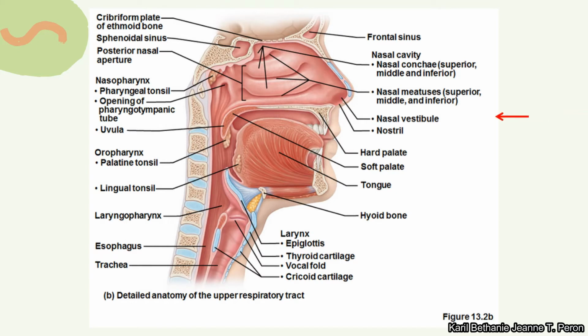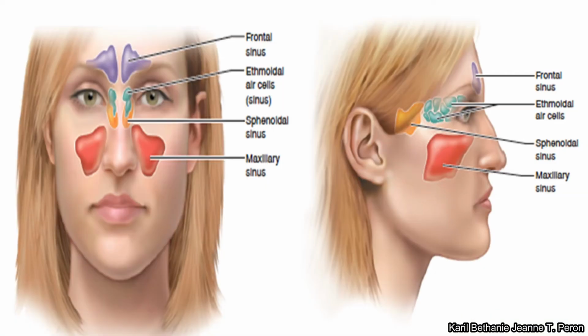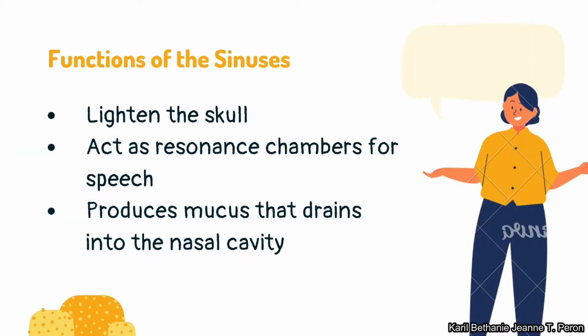So this is the hard palate, which is just right above our gums, and the soft palate at the posterior part of our face. So these are the paranasal sinuses. We have the frontal sinus, ethmoidal sinus, sphenoidal sinus, and the maxillary sinus. The functions of the sinuses are: they lighten the skull, which reduces its weight; they act as resonance chambers for speech; and they produce mucus that drains into the nasal cavity.